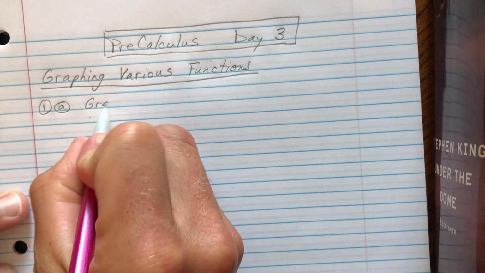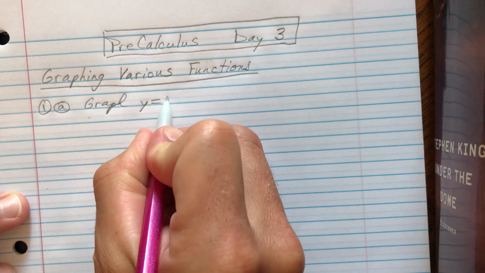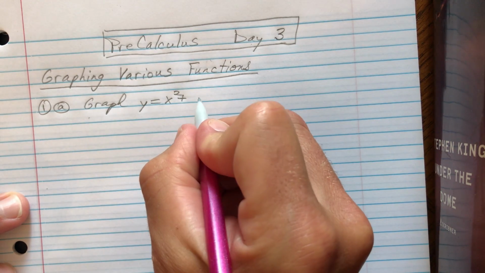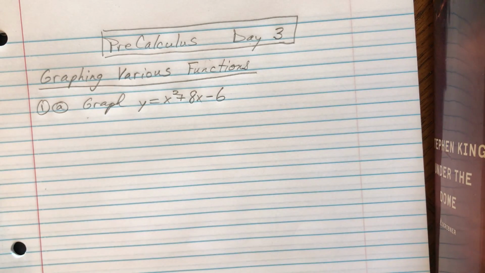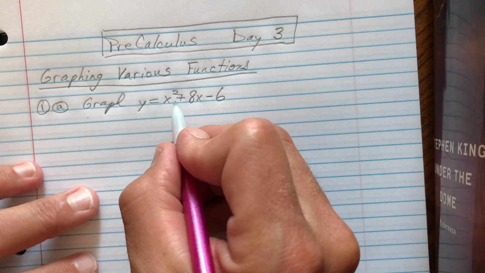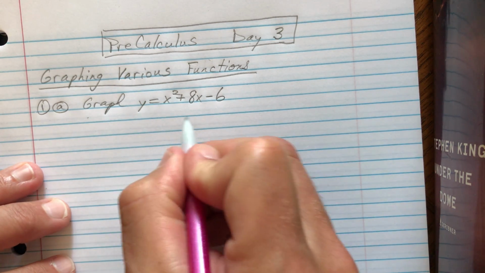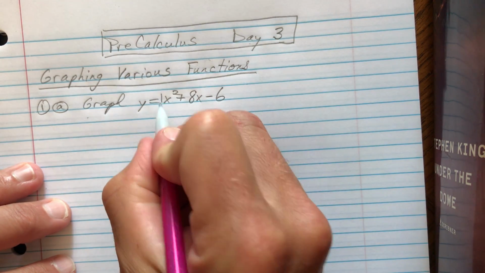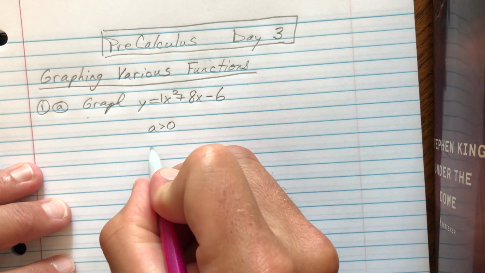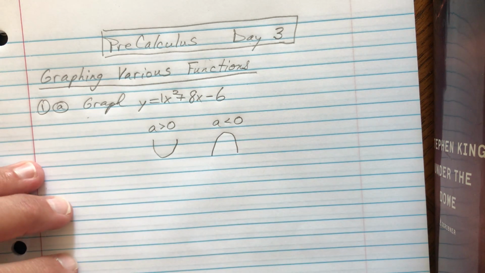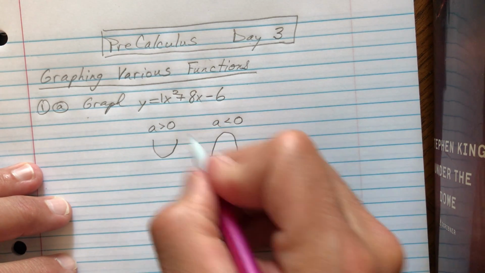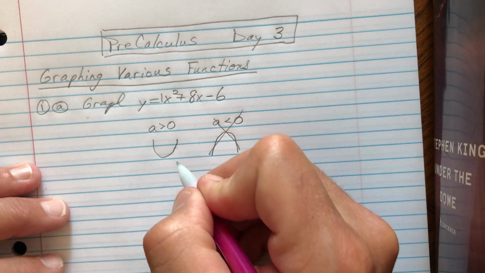So let's see if we can graph y equals x squared plus 8x minus 6. So this is a parabola. Whenever it has an x squared, it's a parabola. And parabolas, first of all, when the a value is positive, open upward. If a was negative, it would be opening downward. Since we have a as 1, we know the parabola is going to look like that.